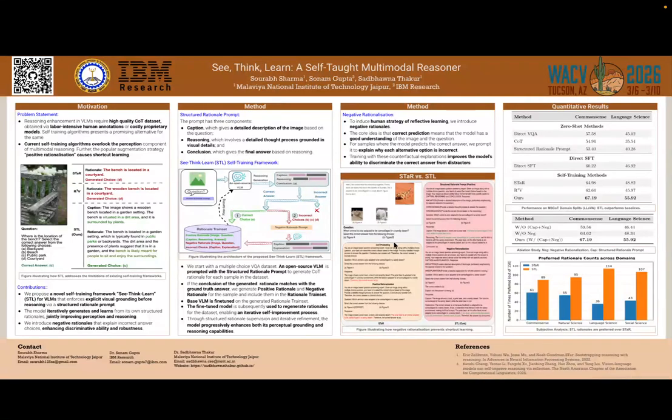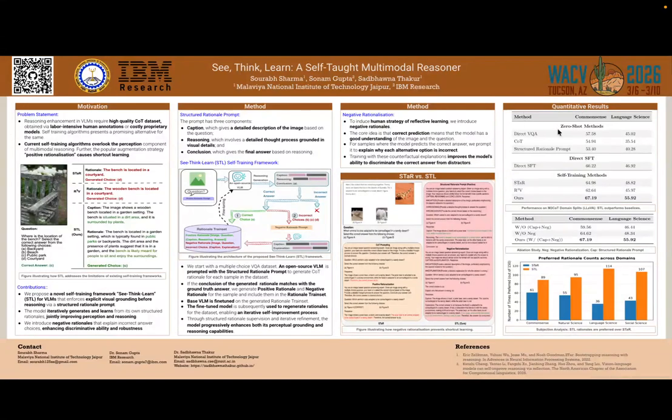Unlike this, what we do is, firstly, we produce a structured rationale, so the reasoning part is grounded in visual details highlighted by the caption. And further, we employ negative rationalization only for those samples which went correct in the first run. Through this, we maintain high quality rationales across all iterations of our STL run.